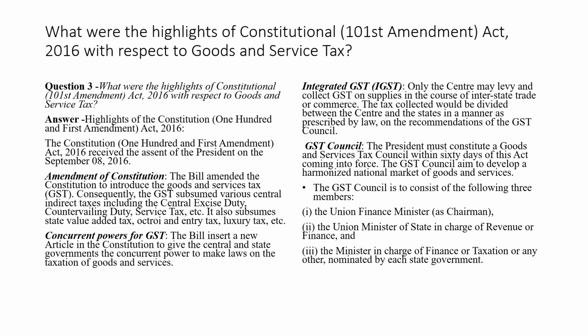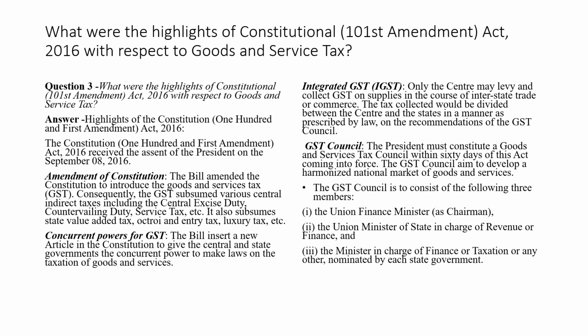The bill amends the Constitution to introduce the Goods and Service Tax (GST). Consequently, the GST subsumed various central indirect taxes, including central excise duty, countervailing duty, and service tax. It also subsumed state value added tax, octroi and entry tax, luxury tax, etc.